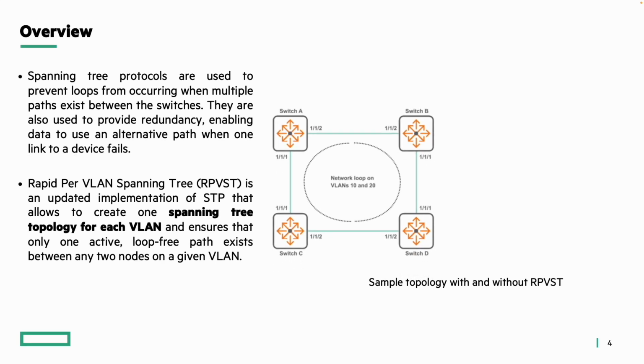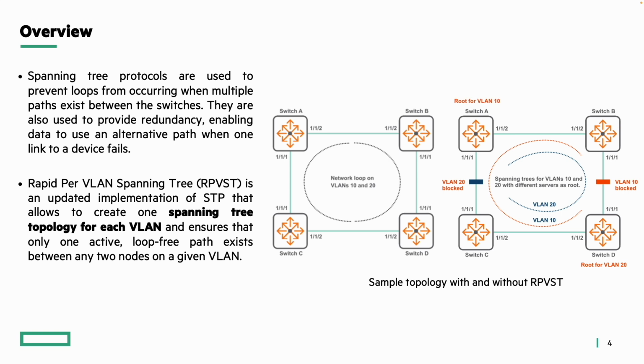Spanning tree protocols are used to prevent loops from occurring when multiple paths exist between switches. They're used to provide redundancy, and this avoids the loop structure and also the proliferation and infinite cycling of packets that would occur in a loop network. In a narrow sense, enhanced spanning tree protocols derived from STP are RPVST and MSTP. In Aruba switches, the default mode is MSTP.